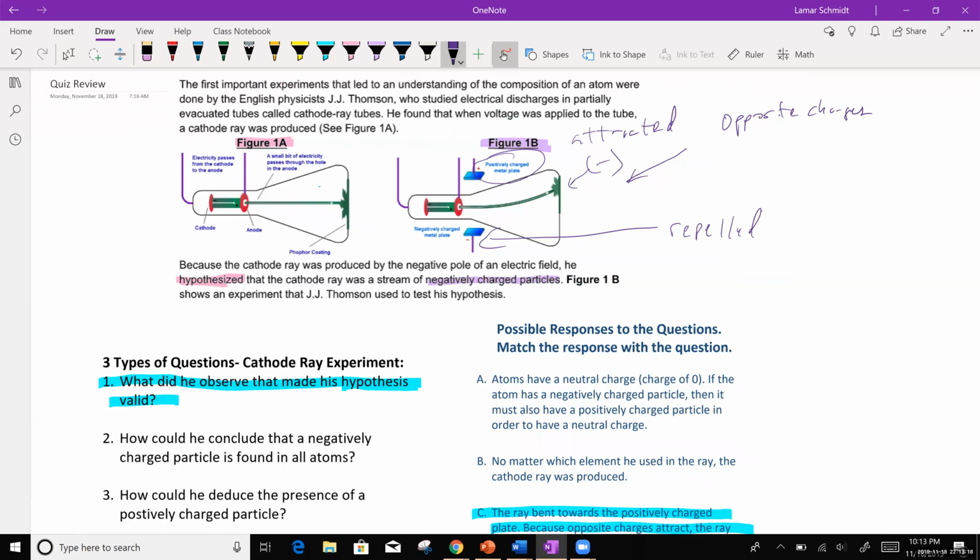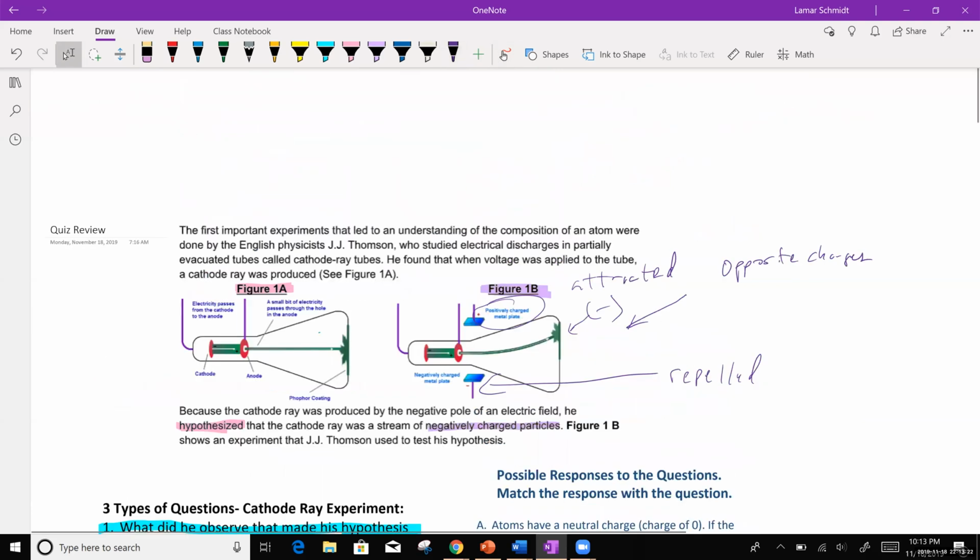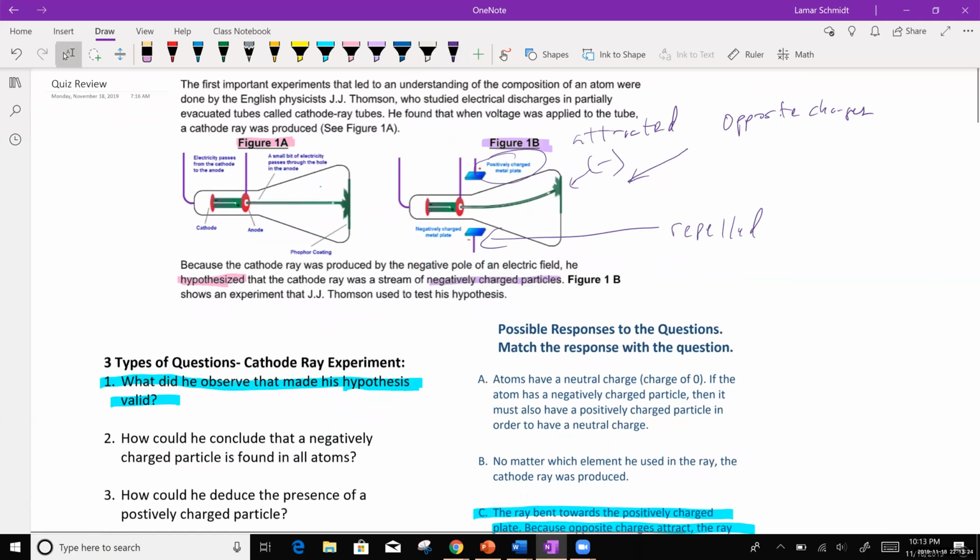Anyway, like charges repel, and opposite charges attract. We had a little glitch there for a second.